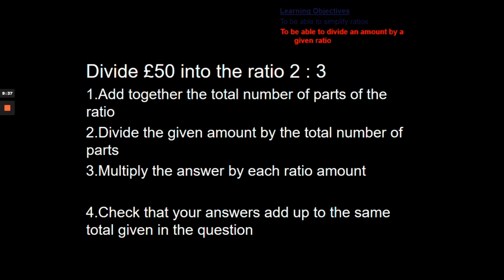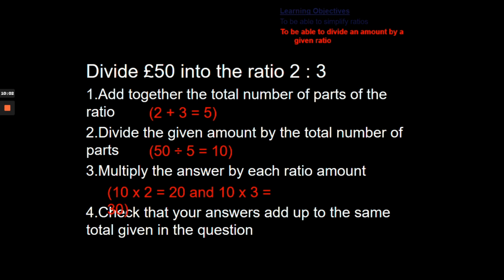So there is the example with the question at the top. So that's the steps that we just did. Add together the total number of parts of the ratio, so 2 add 3 equals 5. Divide the given amount by the total number of parts, so 50 divided by 5 equals 10. Multiply the answer, so 10 times 2 equals 20 and 10 times 3 equals 30. Check that your answer adds up to the same total given in the question, so 20 add 30 equals 50.